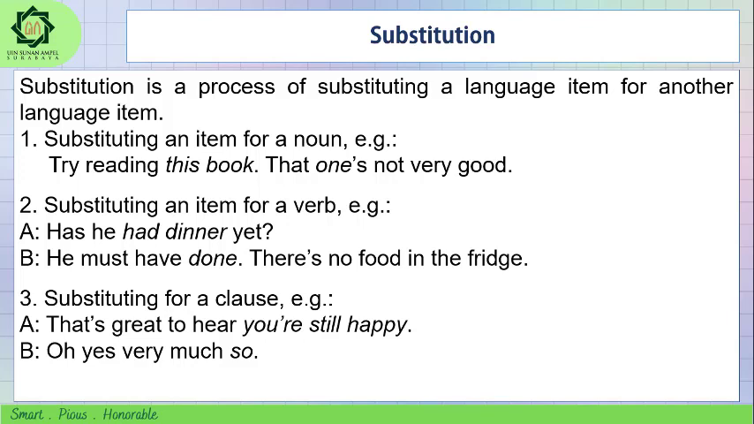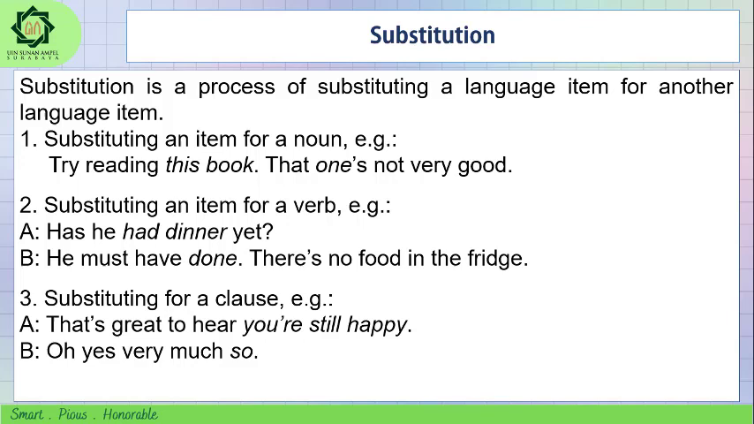Okay, the next one we have is substitution. Substitution is a process of substituting a language item for another language item. For example, the first one is substituting an item for a noun. Try reading this book. That one's not very good. The word one in the second sentence substituted this book in the first sentence.